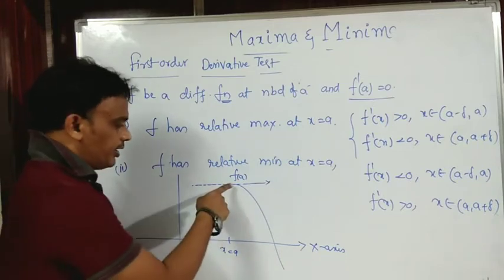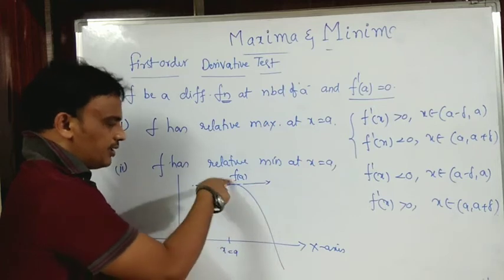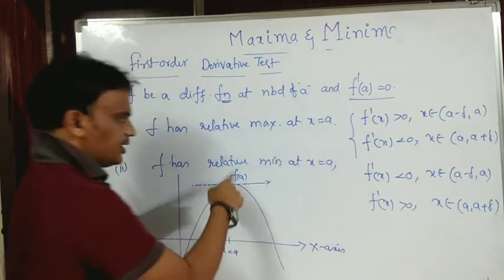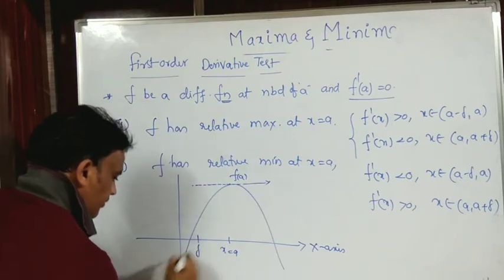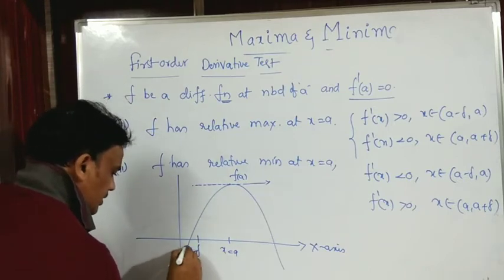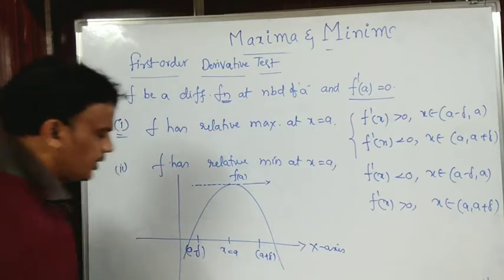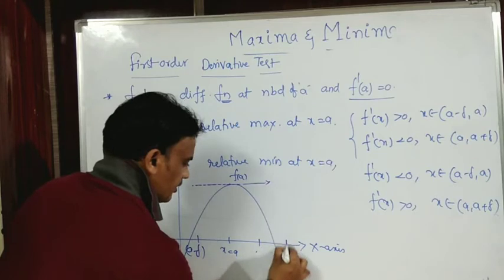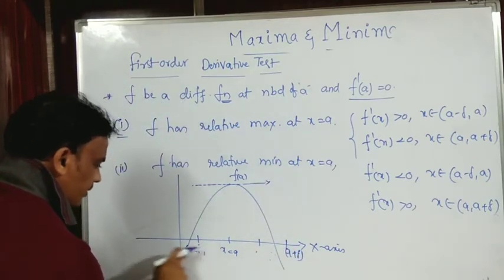At that particular point a, I am going to draw the tangent. The slope of the tangent is 0. That's why simply I can say f'(a) equals 0. And let us take a small value delta. So here this is a minus delta and this is a plus delta. Or else let us take here it is the a plus delta. So here is the a minus delta.